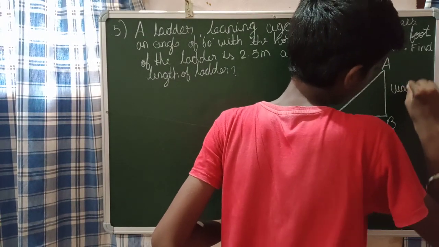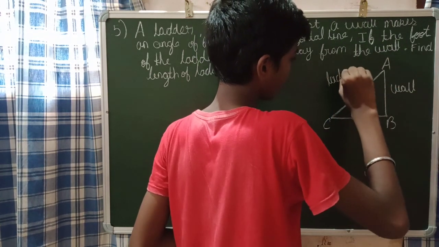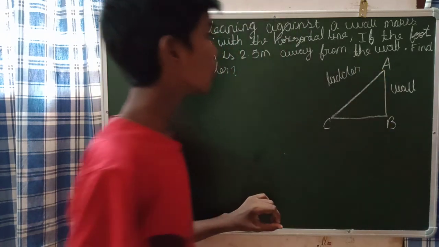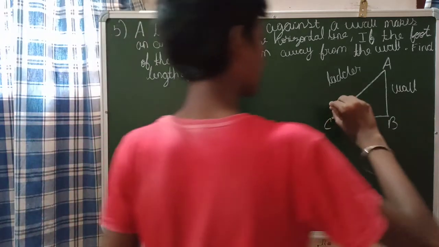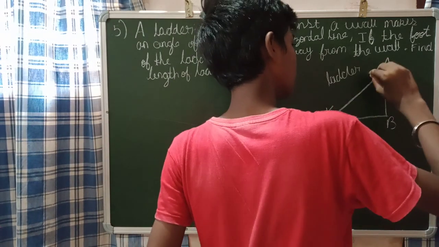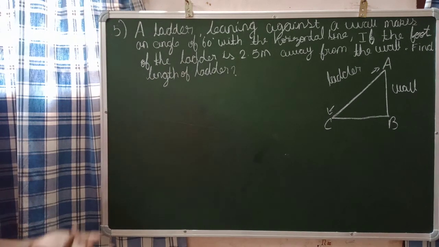This AB is the wall. And this AC is nothing but the ladder. I will write here, ladder. Now, they are asking the length of the ladder. So guys, how will I find the length of the ladder? It's very simple.